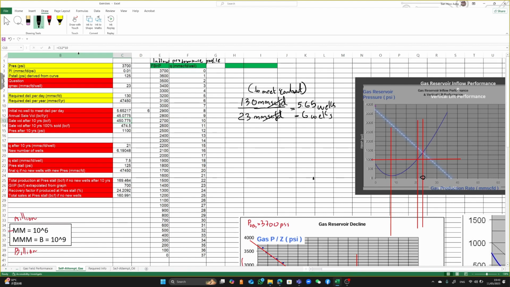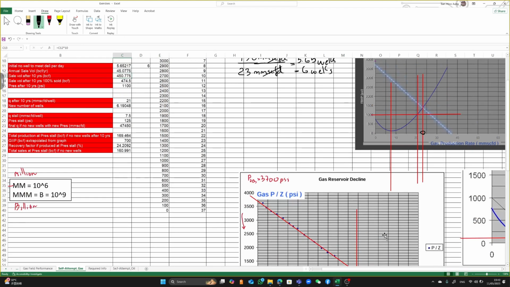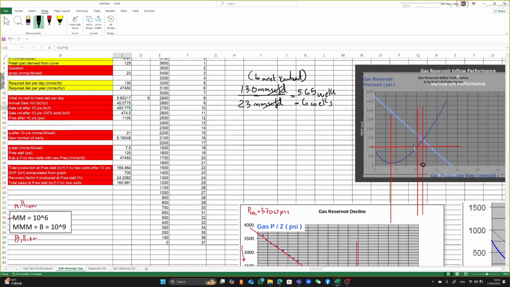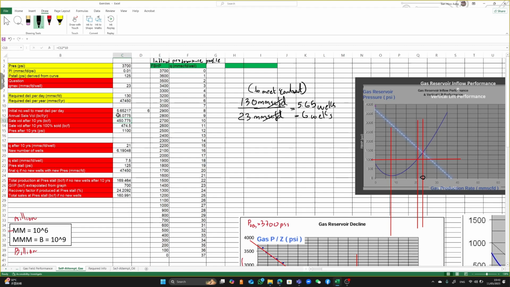All right, so the data we have is this P over Z value, against the cumulative gas production profile. We have created ourselves an inflow performance and trend, linear trend, with the vertical lift performance curve given. And just with these two graphs, and also having the data which we just calculated together, we can actually estimate that.